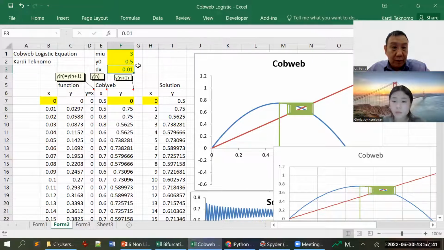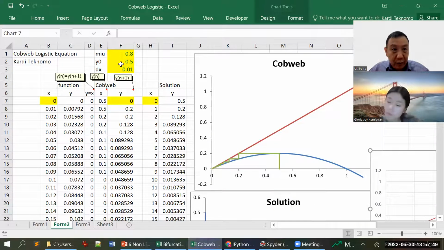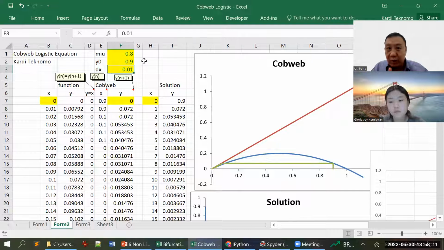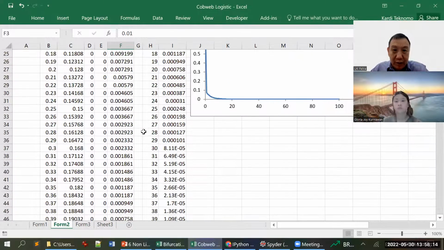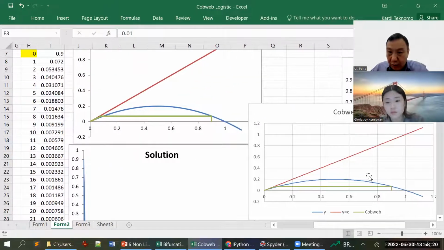Say I have mu is 0.8, and then you can set any initial value. You see the equilibrium is at 0 because this is the straight line. Anything that you put, for example your y0 is 0.5, it will go to 0. What happens if I put 0.9 here? Again, it will go to 0. So the solution is like this, and this is the cobweb.